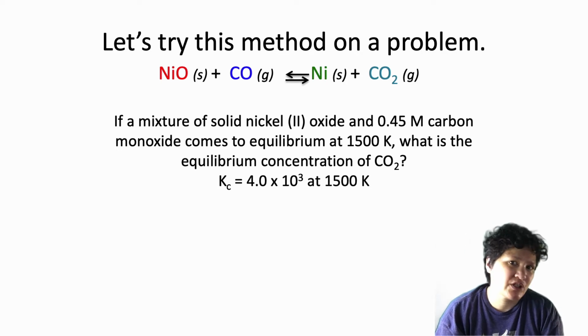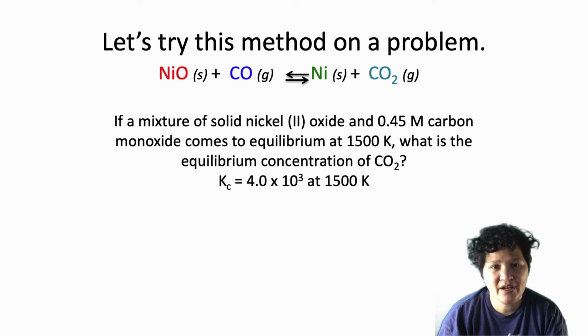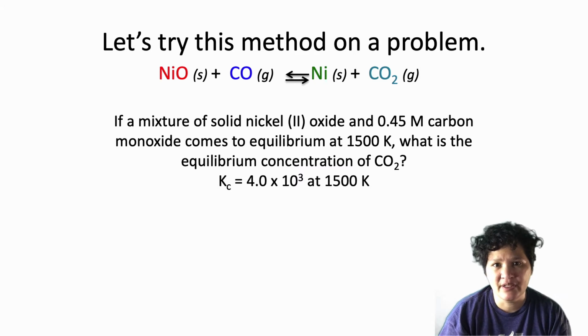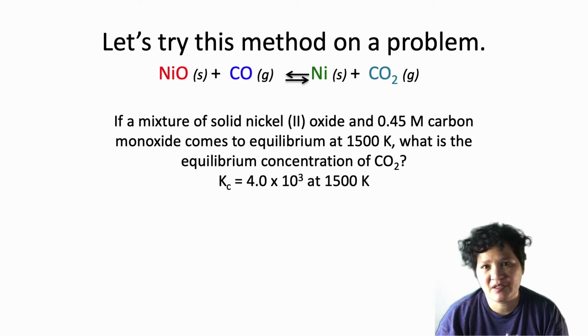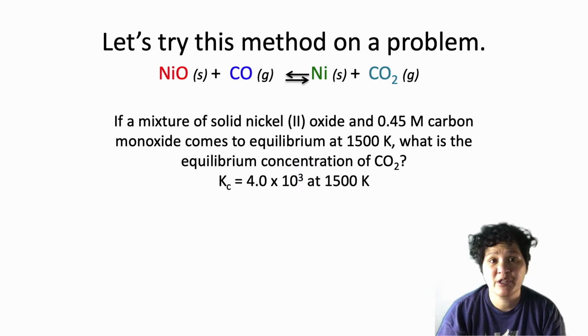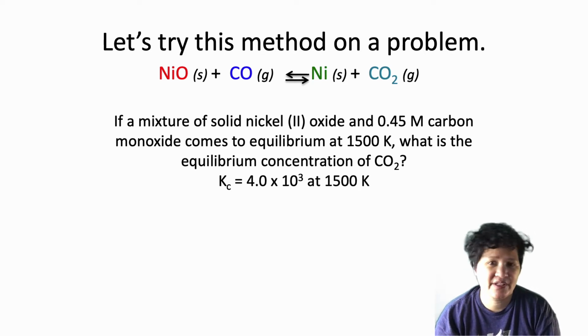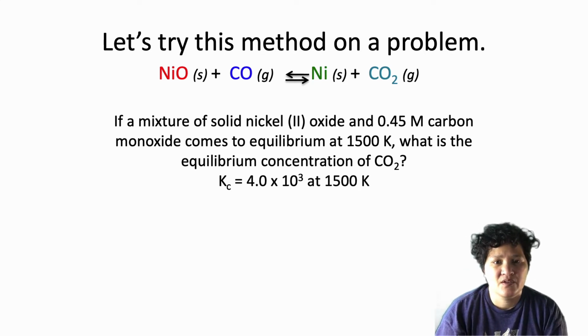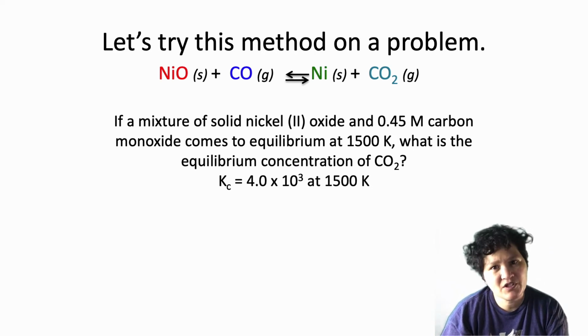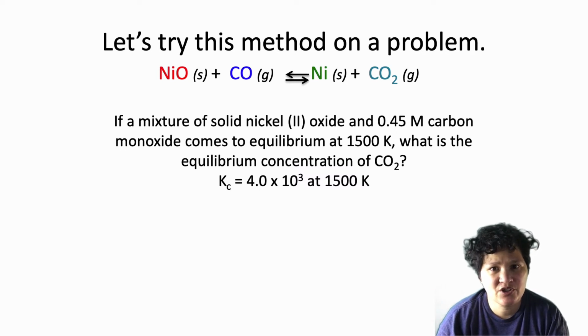Here's a problem in which nickel oxide is being treated with carbon monoxide gas, and that is going to form solid nickel and carbon dioxide. We're given the equilibrium constant at 1500 Kelvin. Now, keep in mind equilibrium constants do vary with temperature, so it is important that we know the equilibrium constant at the particular temperature that we're working at. So we're starting with a mixture of solid nickel oxide and 0.45 molar carbon monoxide, and we want to know what the equilibrium concentration of CO2 is.